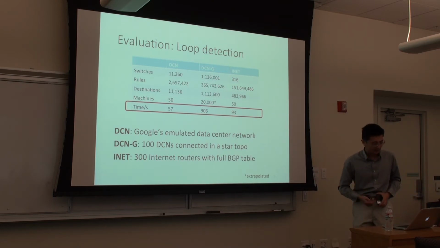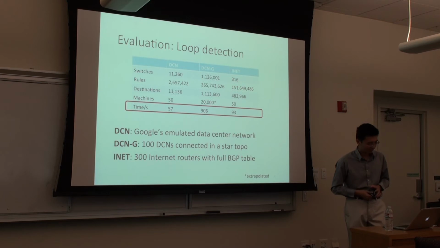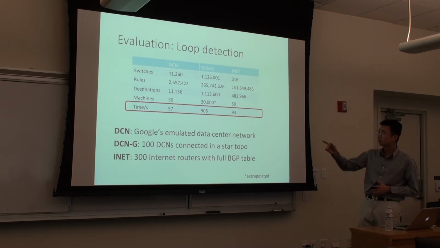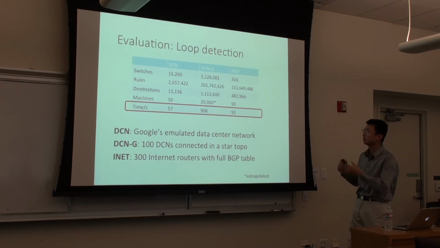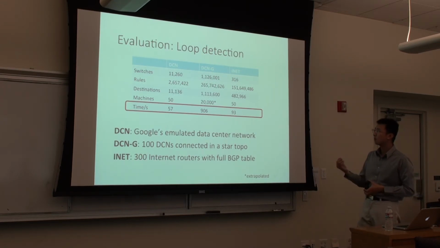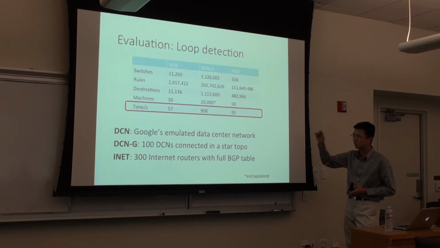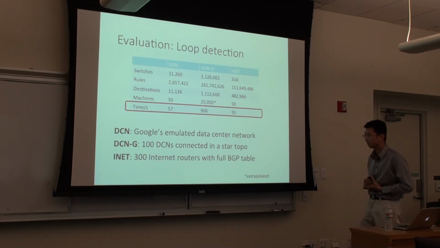So we have evaluated Libra on three networks. One is the DCN, which is a Google emulated data center network. It consists of tens of thousands of switches, 2.5 million nodes, and over 10,000 destinations. And DCNG is 100 times DCN. It's 100 DCNs connected together using a star topology. And INET is an emulated ISP network consisting of 300 internet routers with full BGP table.